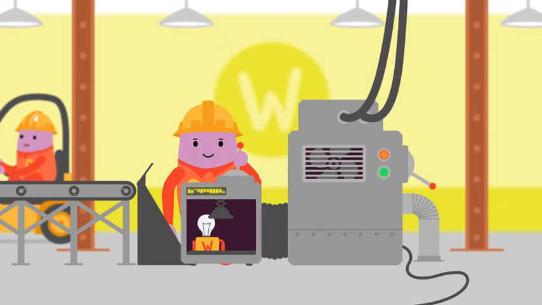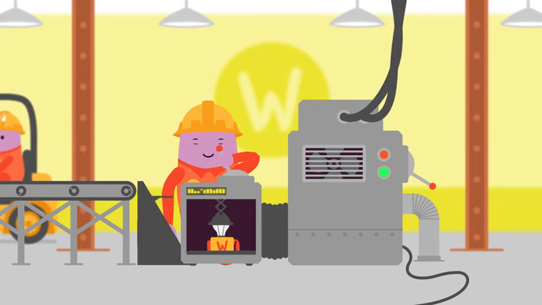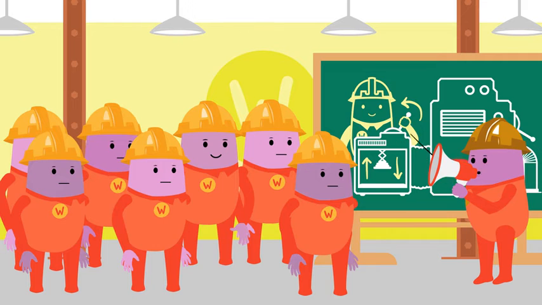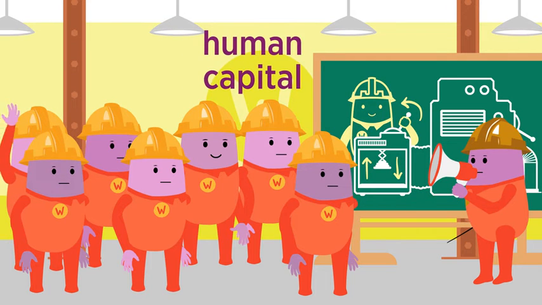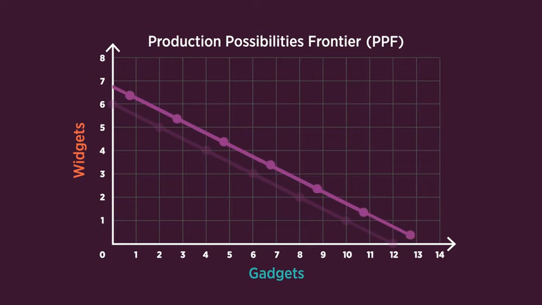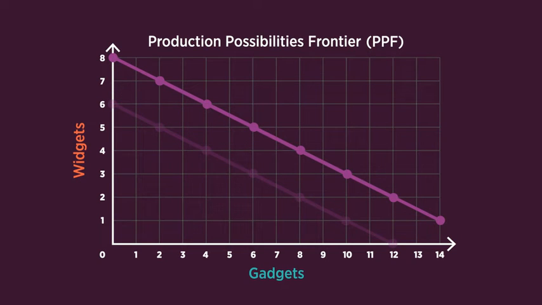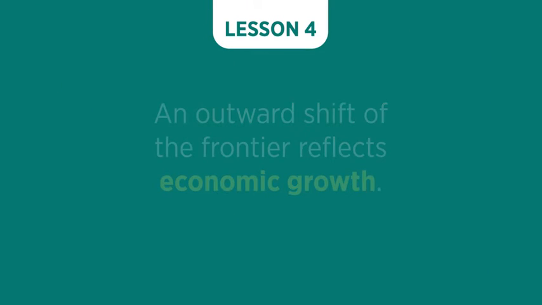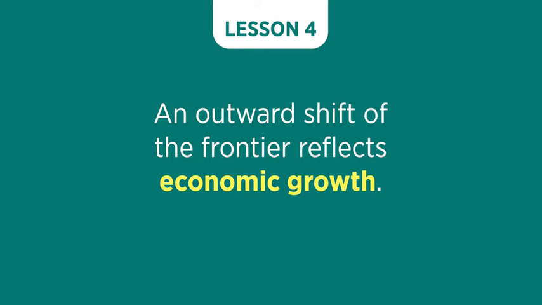His increase in productivity would be due to investment in physical capital. And then, when Fred learns to use the new power tools more effectively, he'll likely increase his productivity even more. This increase in productivity would be due to investment in human capital. Increasing the productivity of workers allows for more production without an increase in resources. And improvements in productivity will shift the frontier outward, which illustrates our 4th lesson. Lesson 4. An outward shift of the frontier reflects economic growth.